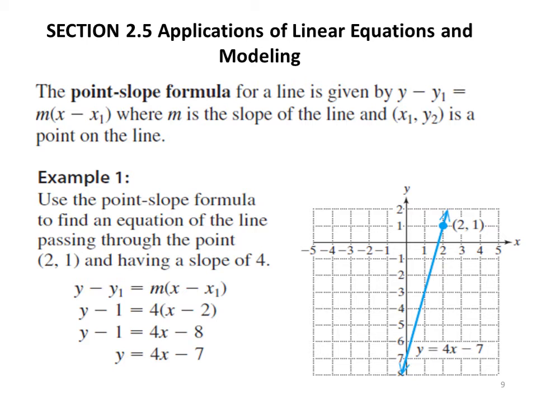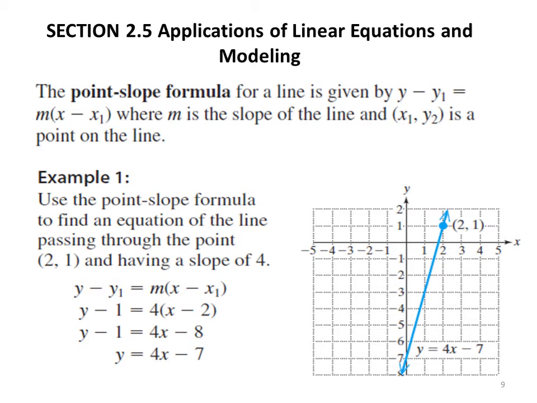It is not difficult to verify that this equation does work. It is clear from the equation that the slope is just the coefficient of x, so the slope is equal to 4. Does this line pass through the point 2, 1? Well, we need to substitute 2 for x and see if we get 1 for y. In this equation y equal 4x minus 7, if we substitute 2 for x, we get 2 times 4, which is 8.